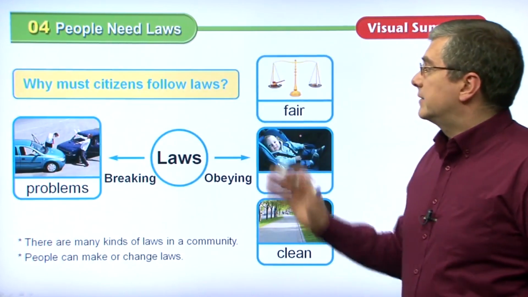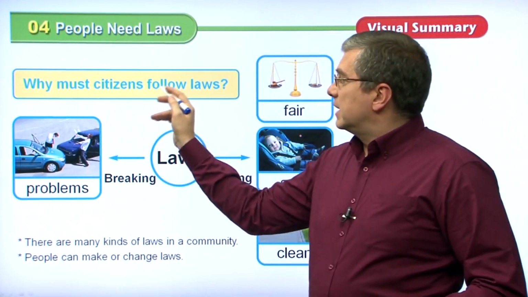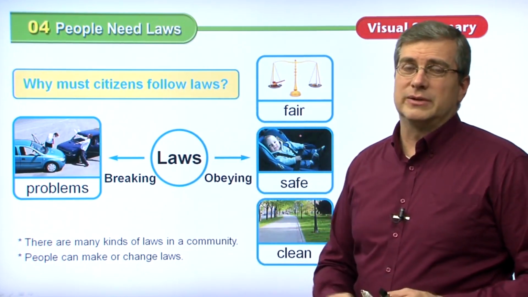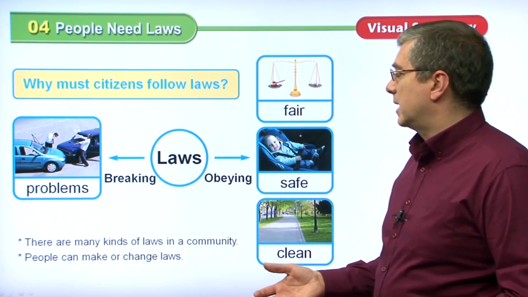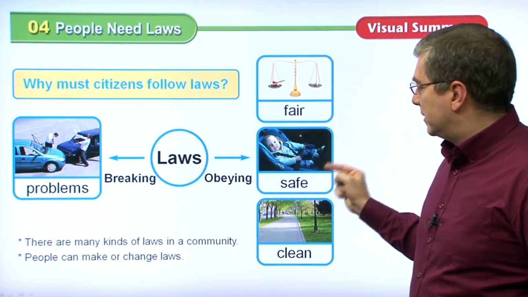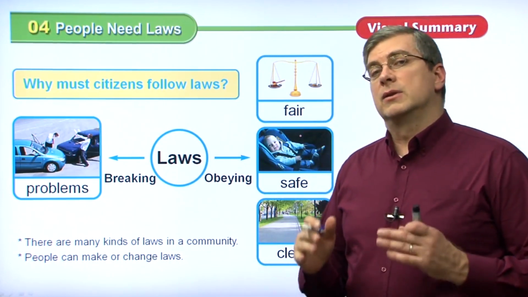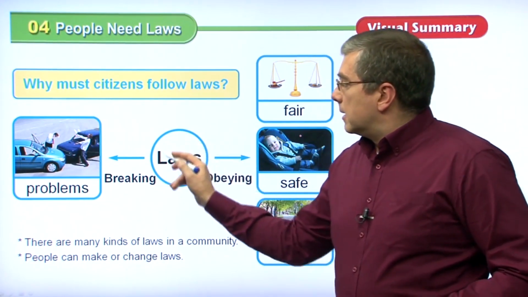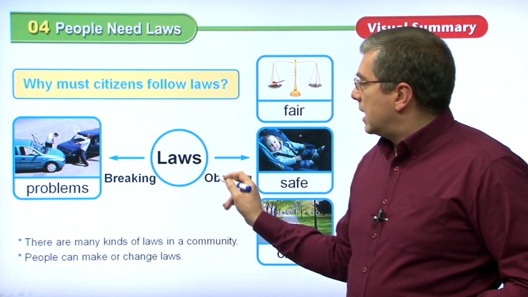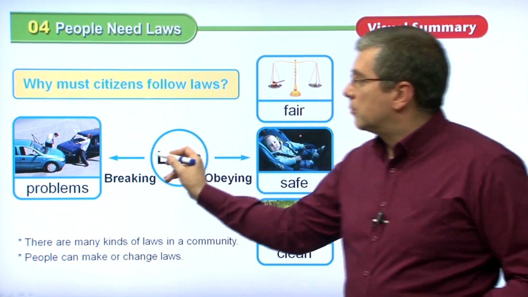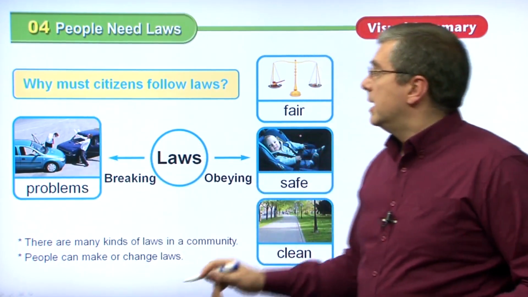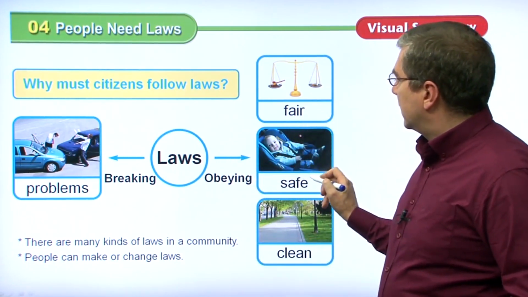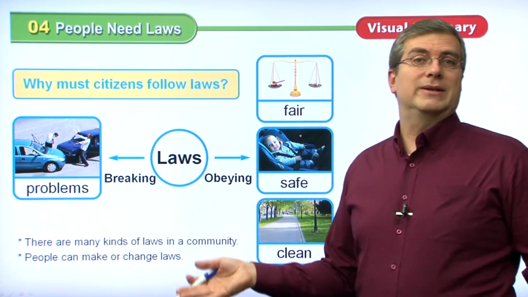Okay. Let's take a look at our chart here. Why must citizens follow laws? Well, we saw a little bit of those ideas, right, in the vocabulary section? We saw that it's important for different ideas. We want to be fair, we want to be safe, we want to be clean. Those are good reasons that we should not break laws. So we have an interesting chart here. Here we have the laws. Now if you obey them, this is what happens. If you break the law, this is what happens over here. So why should we follow the laws? Well, if you obey the laws, things are fair, things are safe, things are clean, and everybody's happy.